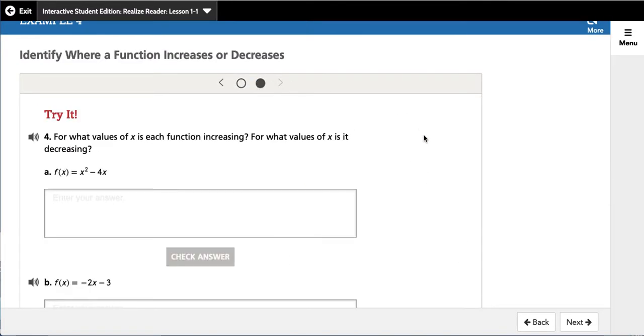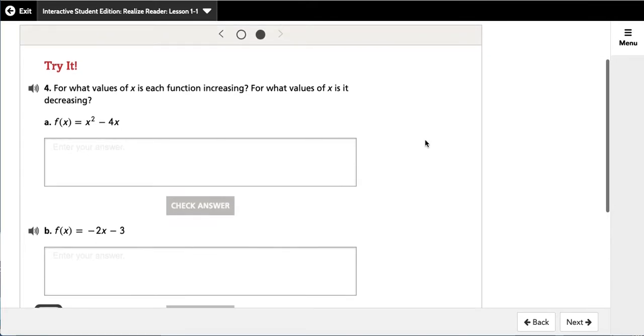Now they already want us to try it. Here's two different equations. Maybe we can do one at a time. Looking at this equation, x squared minus 4x, for what values of x is this function increasing, and for what values of x is it decreasing? Click pause if you want to give it a shot, and then come back when you're ready.